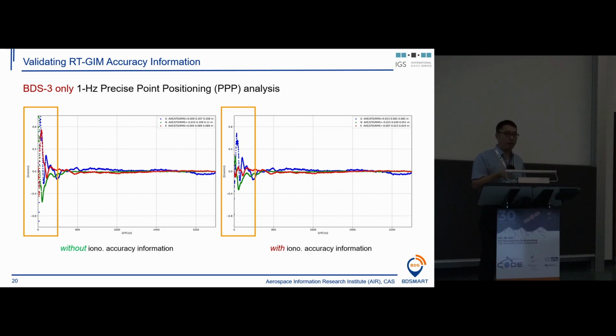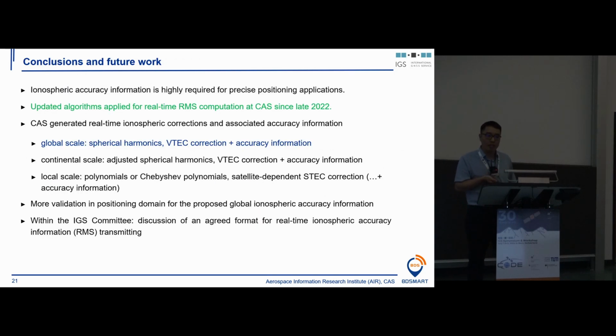And we have also applied our provided RMS information to the B2a only 1 Hz PPP, which shows, I would say, a better performance compared to the case where we did not consider the ionospheric information in the PPP application. Here are some conclusions now, and this is all I would like to present.